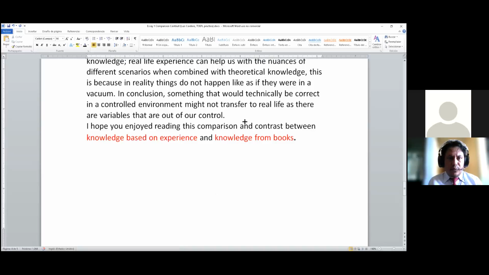What would you write there? I thought I used "they are" instead of "there." I used the wrong one. Let me see. In a controlled environment, it might not transfer to real life, as there are variables that are out of our control. Are you going to include this one? So it should be a follow-up of that. So you can erase that space.